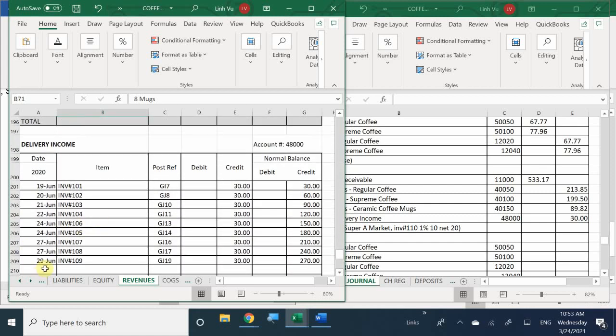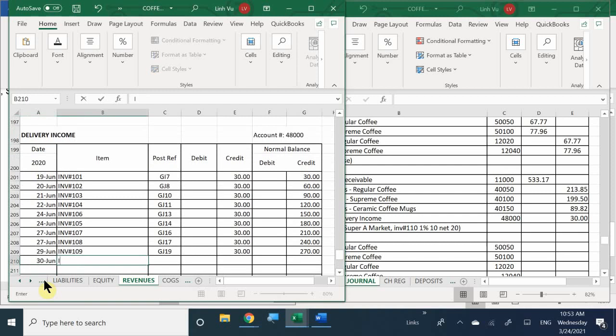Okay, last but not least, we have a delivery income. So here we are. 630 invoice number 110. General Journal 21. And it's for $30. So in grand total, what's my ending balance of my delivery income? 300. 300 even. Good, excellent. So what's next?